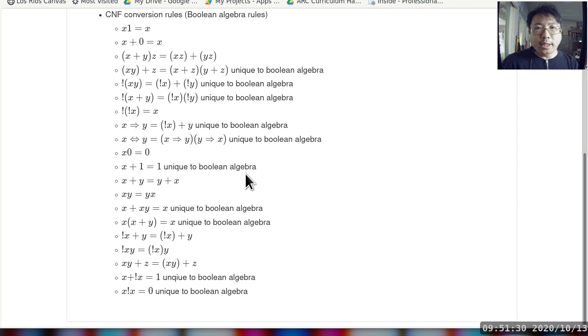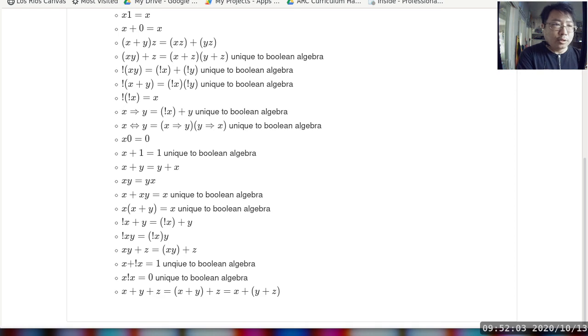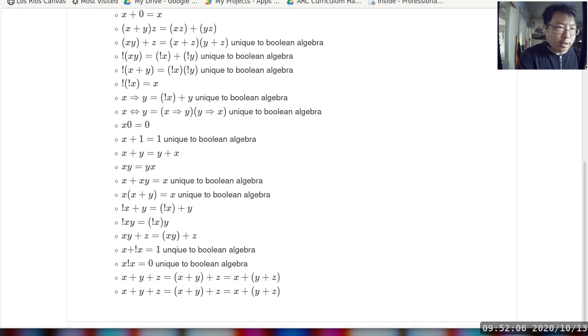And don't forget that you can apply the commutative law, which is changing the ordering. There's another one that I keep forgetting. It's associative, but that's also found in normal algebra. So x plus y plus z is the same thing as x plus y, then the whole thing plus z, which is also the same as x plus, and then y plus z. So that's known as the associative law, which is in normal algebra as well.